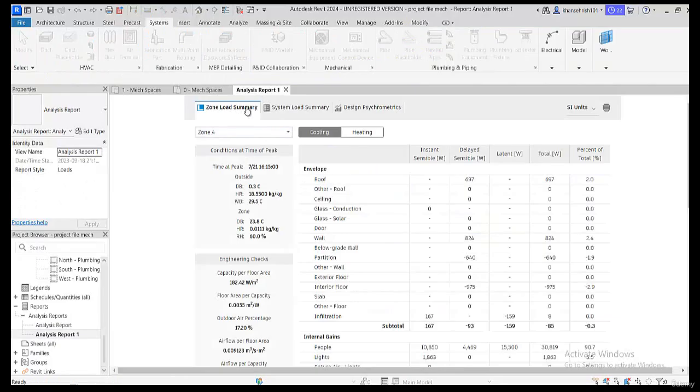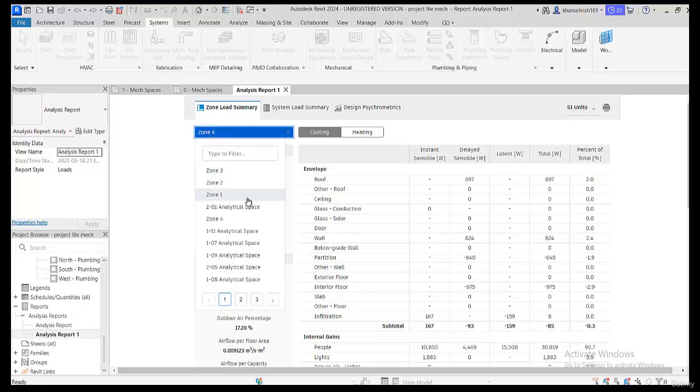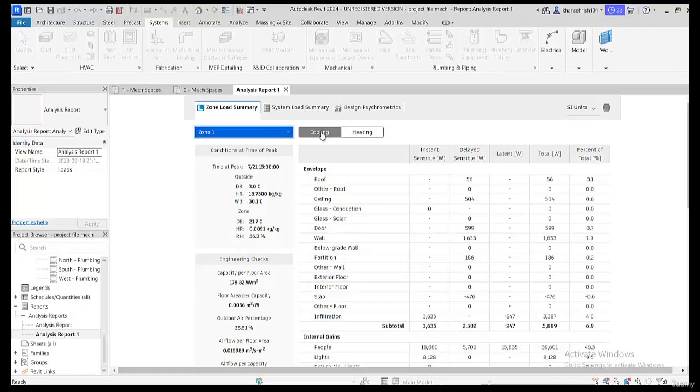So this is our zone load summary. From here we can analyze the cooling load summary. This is the heating load summary. First of all we select zone 1. From here you can select zone 1, and now we can analyze our cooling load. First of all, here you see the condition at time. This is the peak time.